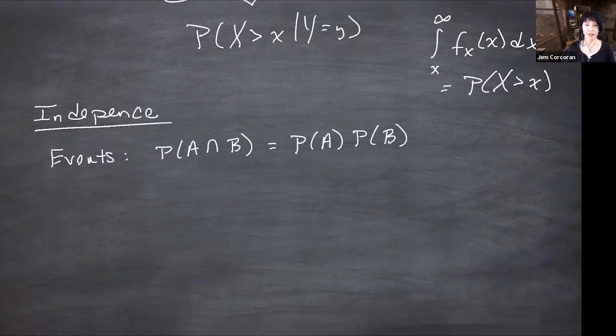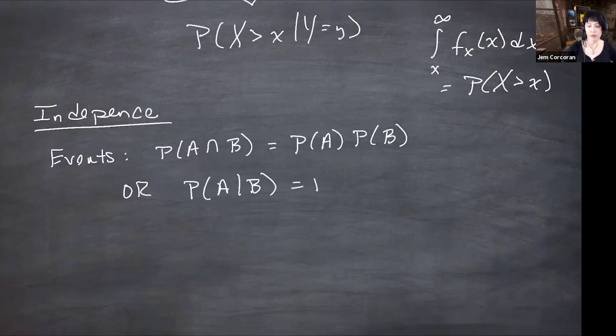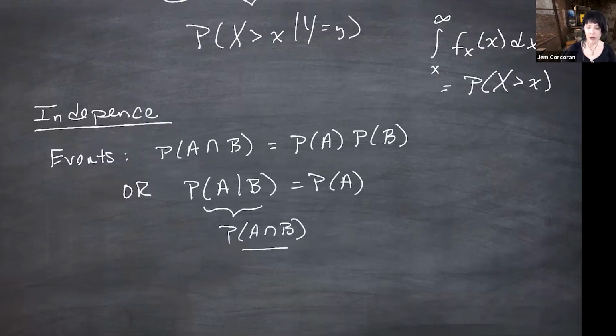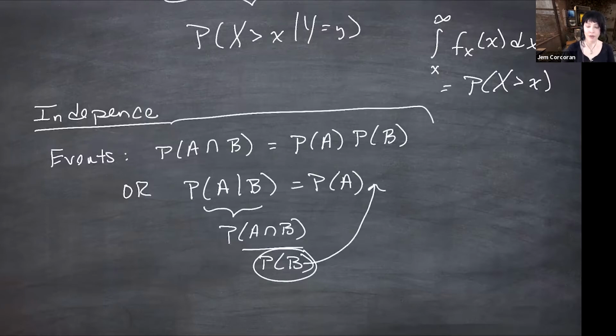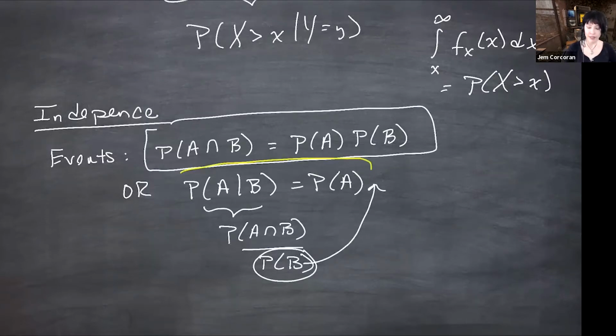I prefer to say that they're independent if the probability that A given B happens is just the probability that A happens. This is equivalent to the above expression as long as the probability of B is not zero, because this is the probability of A intersect B over the probability of B. So if you move the probability of B to the right-hand side, you've got the original independence equation. But I really like this version because it says, what is the probability that A occurs given B occurs? It's just the probability that A occurs, because they don't depend on each other.